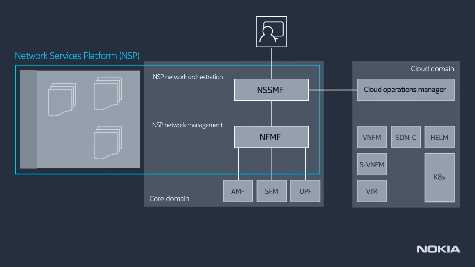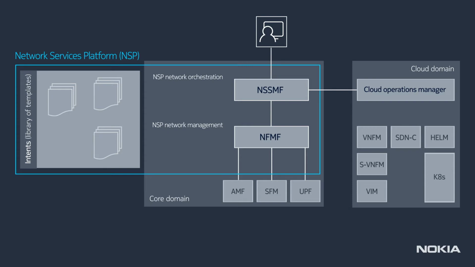This demo also uses Nokia CloudBand Network Director as the Cloud Operations Manager for the instantiation of the core network functions, and OpenStack Neutron as the Data Center SDN controller to establish data center networks. To automate the allocation of the core network slices, NSP uses deployment templates.